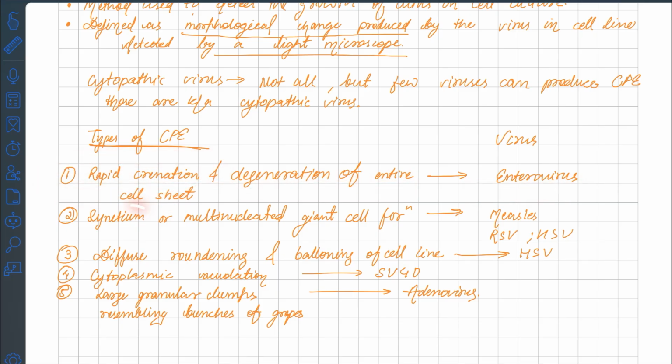Second is syncytium or multinucleated giant cell formation. It is seen in measles, RSV and HSV. Diffuse rounding or ballooning of cell line seen in HSV. Cytoplasmic vacuolation seen in SV40. Then there are large granular clumps resembling bunches of grapes seen in adenovirus.